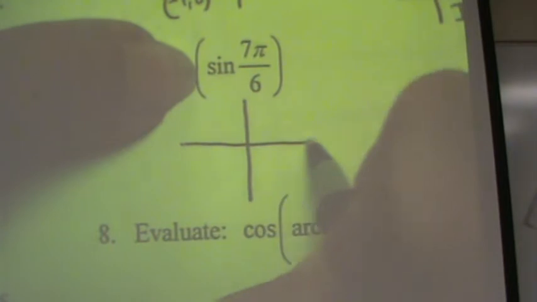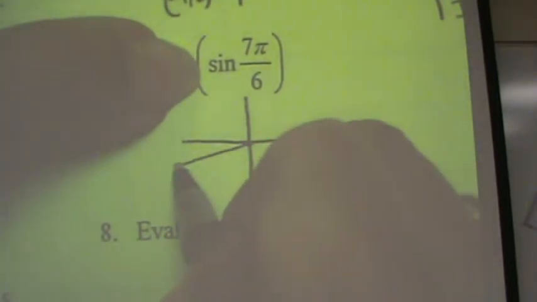Next one. This is a chapter 6 problem. You're 7 pi over 6. You're 7 pi over 6 right here.